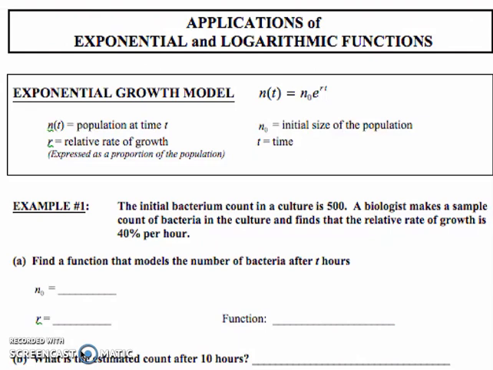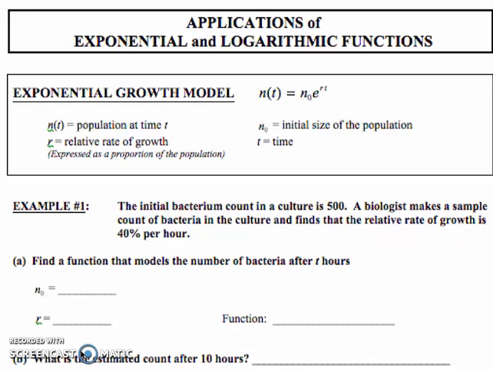Okay, so we're going to begin with our exponential growth model. N of t is equal to n naught times e to the rt. N of t is the population at time t, so the population after a certain period of time. R is our relative rate of growth, which is going to be expressed as a proportion of the population. We'll talk about that. N naught is the initial size of the population, and t is the time period.